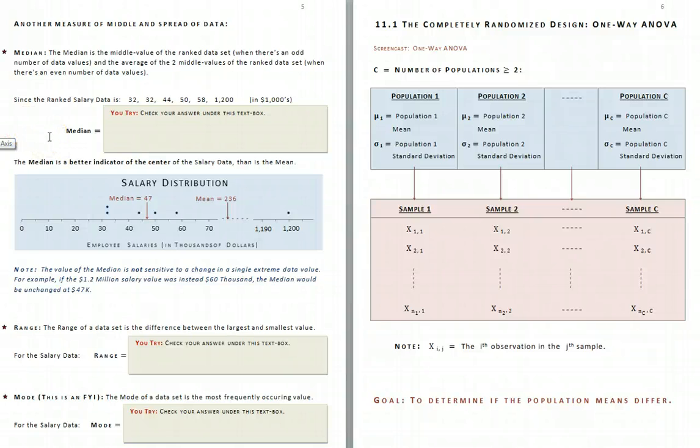The median is another measure of the center of the data set. The median is the data value in the center of the ranked data set. When there are an even number of data points, we average the two data points in the middle. For the salary data, this is the average of 44,000 and 50,000. That is 47,000.